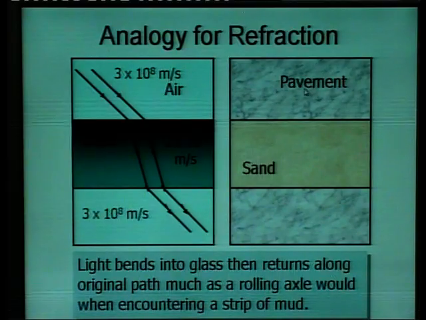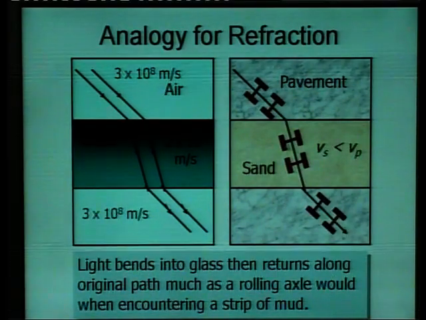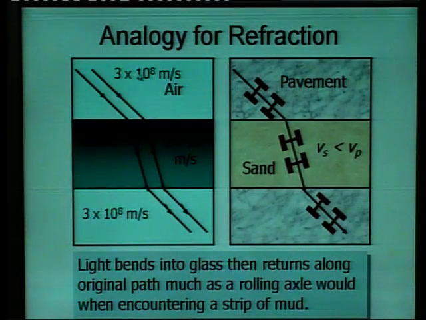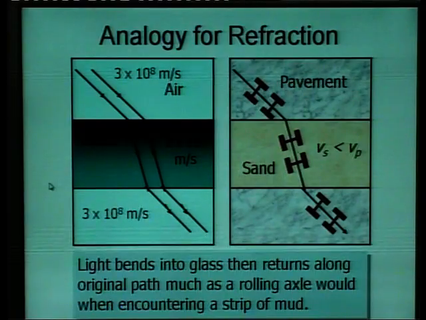It is moving here. It will pass into the sand. When it passes into the sand, it will change its path. Why will it change its path? Because the velocity in sand is less than the velocity on pavement. So that's why it bends, just like the rays bend here. But when it again enters the pavement, it will follow the original path. In the same way, the rays of light will follow the original path. The velocity of light in air is the same, 3 into 10 power 8 here, 3 into 10 power 8 here. So the path is also the same.